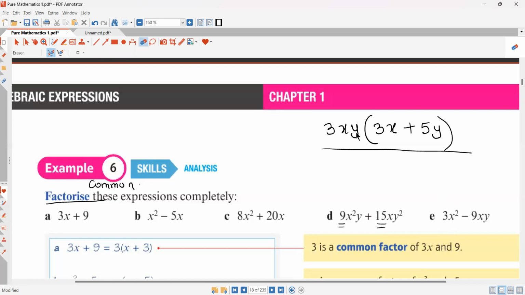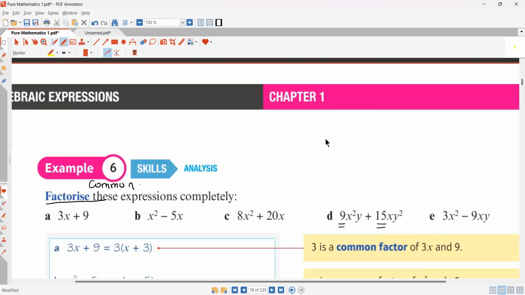Now let me go to the E part. Again, look at this E part. 3 threes are 9, right? So 3 is common. X is common. And 3x is the only thing that is common between them. Nothing else. Okay. Can I give an x here? What is 3x into x? 3x square. Then 3 threes are 9 is there. Again, a minus 3y. 3 threes are 9x. Understood, everyone?